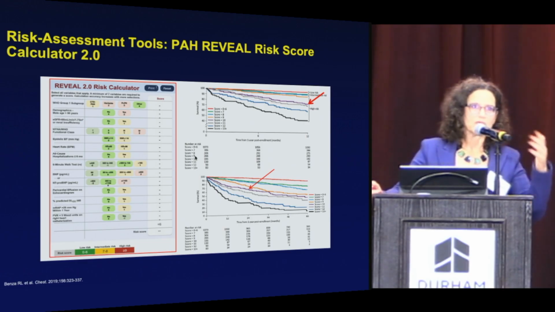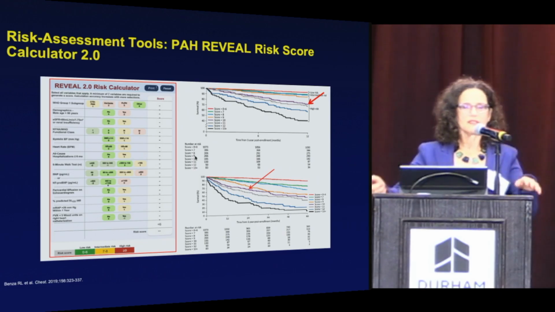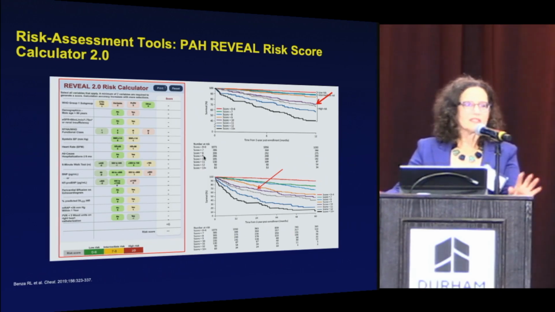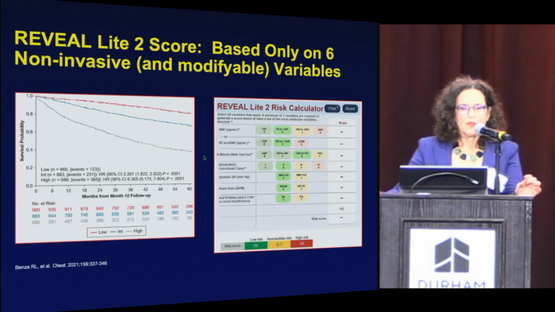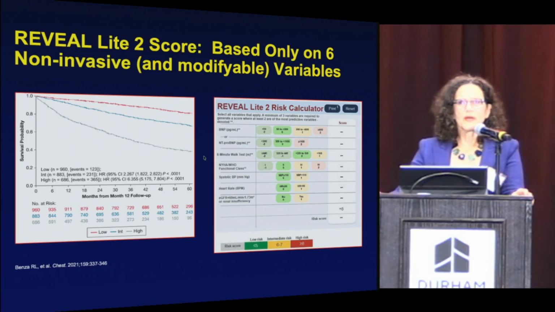And I'm not going to go into all the differences in bootstrapping and C statistics and this and that, but it's incredibly accurate. One of the criticisms that it came under was that there are so many non-modifiable variables, PAH etiology, for example, sex, age. And as a target for treatment, you can't change those things. So we've had lots of conversations over the years about that.